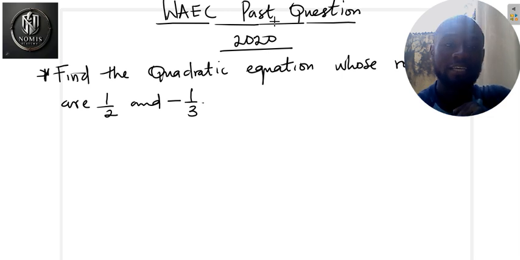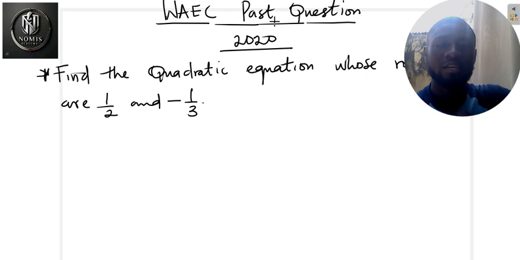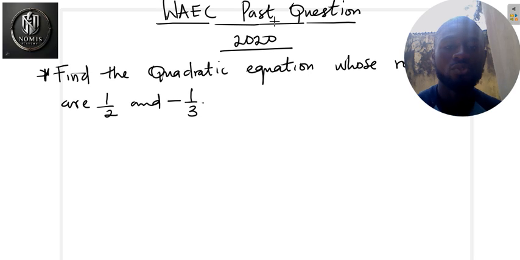In this video, I'll be solving this quadratic equation past question. That is past question 2020. So this question was asked that we should find the quadratic equation whose roots are 1 over 2 and minus 1 over 3.